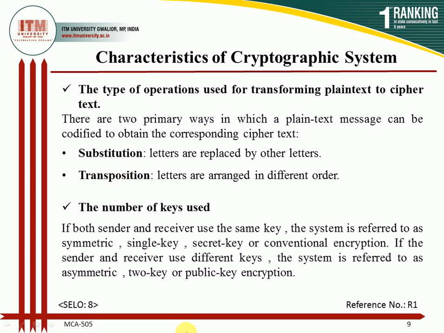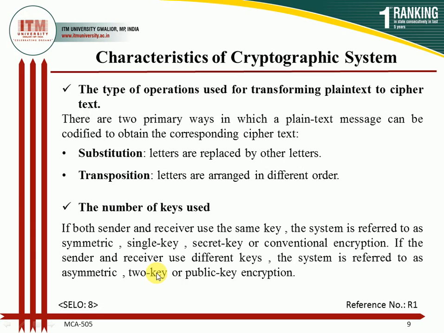Next one is the number of keys used. If you are using only one key, it means only one key is used for encrypting and decrypting, right? This method is called symmetric, single key, secret key or conventional encryption. If both sender and receiver use only one key for encryption and decryption, that's called symmetric, single key, secret key or conventional encryption. If the sender and receiver use different keys, one for encryption and one for decryption, these two keys are called public key and private key.